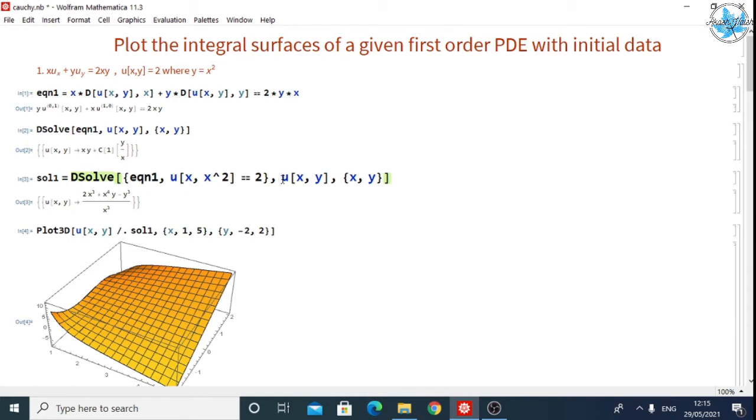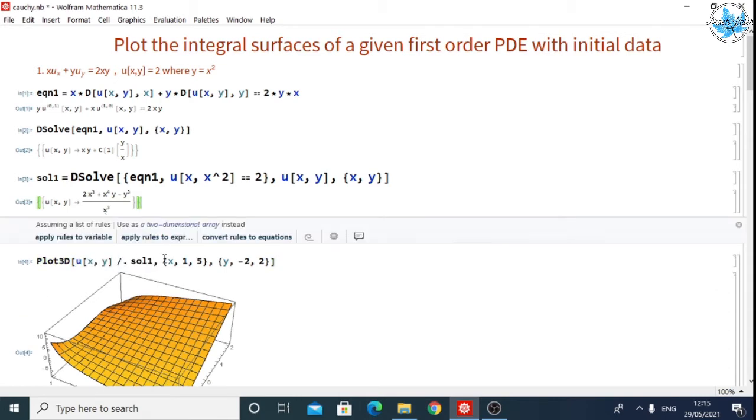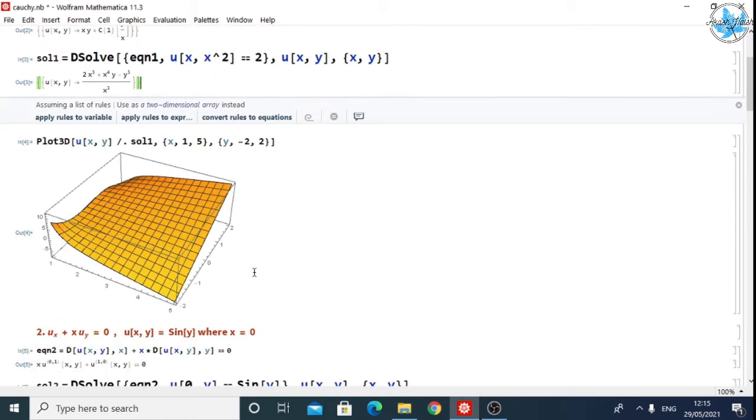Then we will simply plot the integral surface. This is my two-variable function, so I will use the plot3D command. You have to plot u(x, y), which is stored in the solve1 value. Then define the domain. Here I took x varying from 1 to 5 and y varying from -2 to 2. You can also take any domain and see the change in the graph. So this will be my graph.